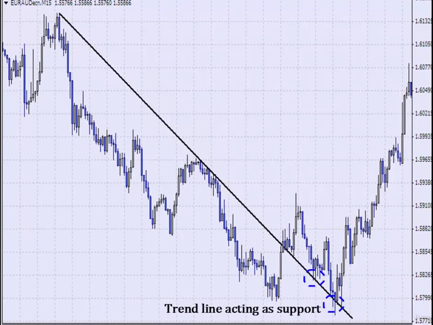Here is another example. We see the market breaks the trend line, falls to the backside of the trend line, and finds support here, and then also finds support here. And then we see the market begin to rally. So these are two examples of a trend line acting as support.